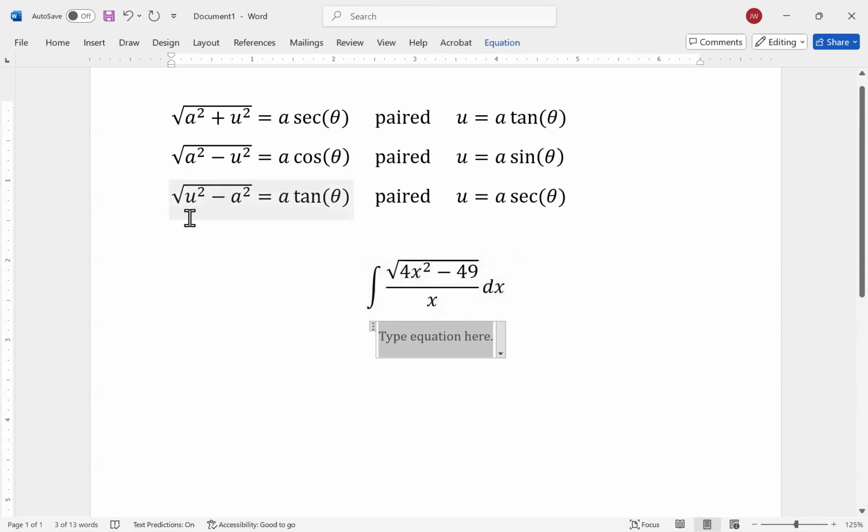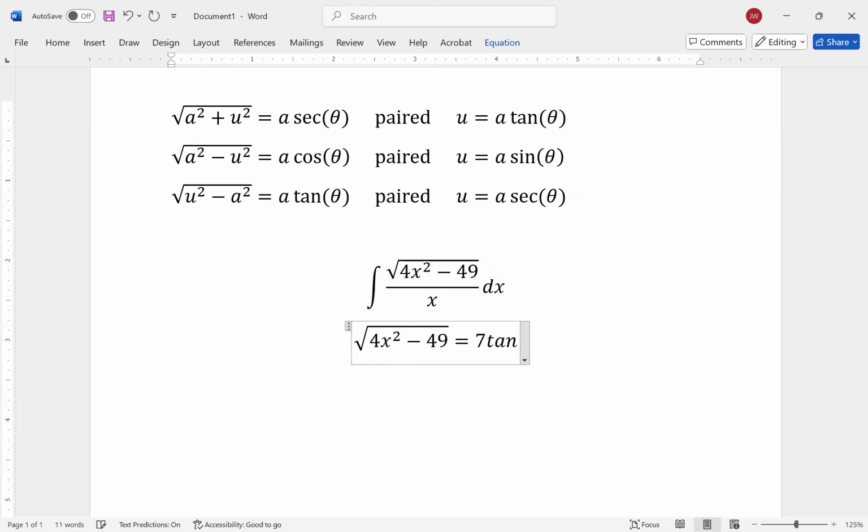Now it's still u squared minus a squared. So I'm still going to use the square root is equal to a times tangent of theta. So let's write that down. Square root of 4x squared minus 49 is going to be equal to a times tangent theta. Notice that the a is just on this constant part. So this is the a, in this case, since the square root of 49 is 7, a is going to be 7. We're going to get 7 times tangent of theta is equal to that square root.